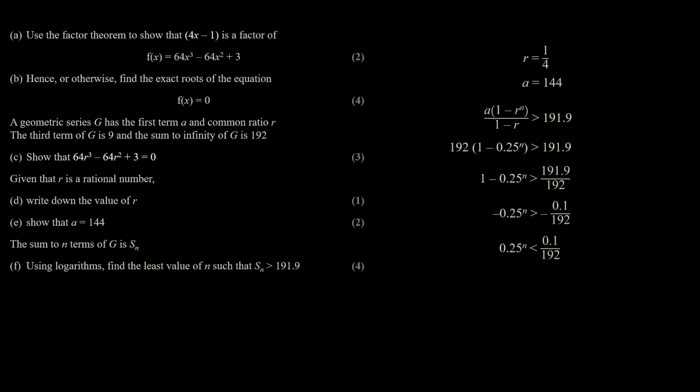Then, taking the natural logarithm of both sides, we have n times ln 0.25 is less than ln (0.1 over 192). ln 0.25 is -1.38, and the right side of the inequality is -7.56. Dividing both sides by -1.38 flips the inequality again, and we get n is greater than 5.48. Since the number of terms is a positive integer, n equals 6, which is the least value to satisfy that Sn is greater than 191.9.